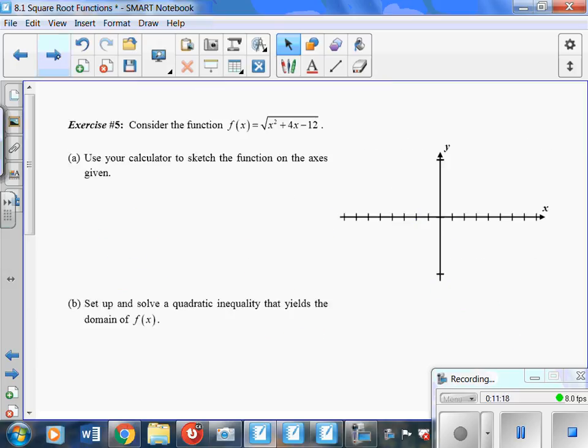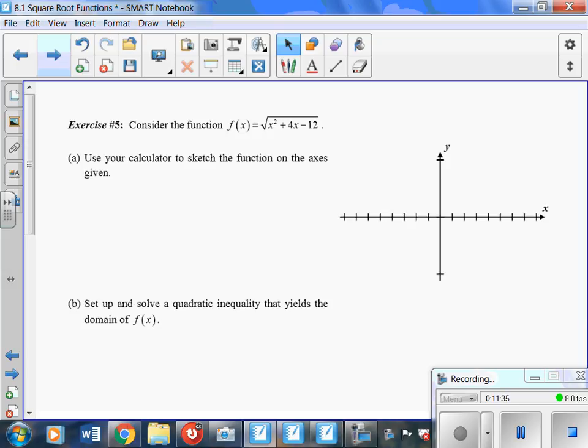Okay, number 5. So consider this function. This is a really great example of really intertwining everything that we've done in this course so far. So this says use your calculator to sketch the function on the axis given.